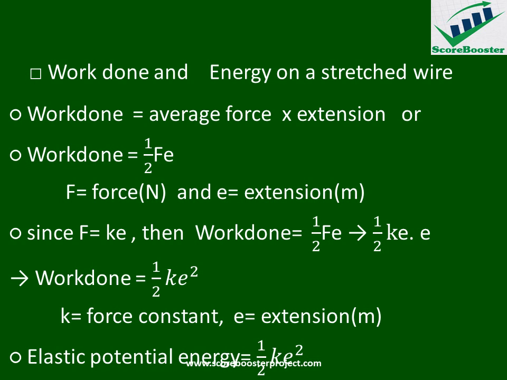After that, we proceeded to tensile strain, whose formula is extension over original length. We also considered the tensile stress, whose formula is force over area. From there, we proceeded to the work done and energy, where we bring two separate formulas. The first of which is work done equals half Fe, and the second is half Ke square. So we can calculate our work done using half Fe or half Ke square. Also, we talk about the elastic potential energy, whose formula is also half Ke square. So all these formulas are very important for us to take note, as we may need them later in our calculation aspect.